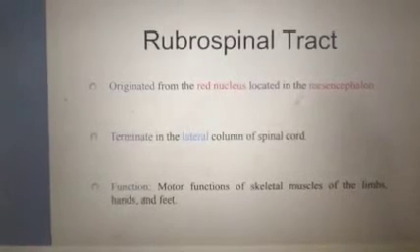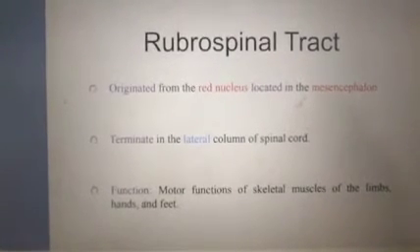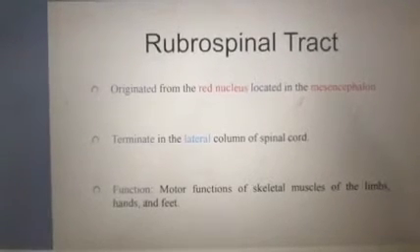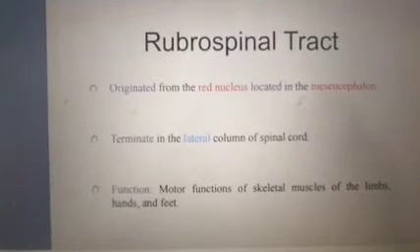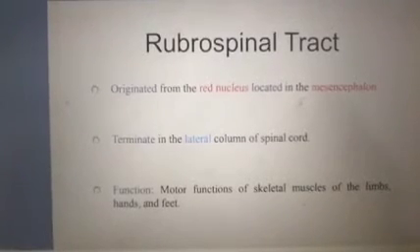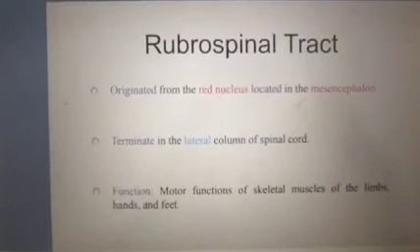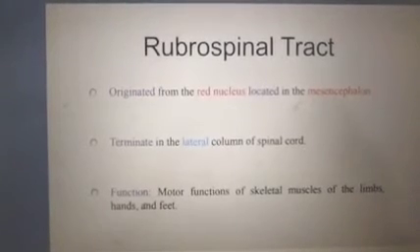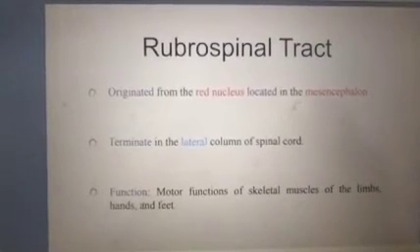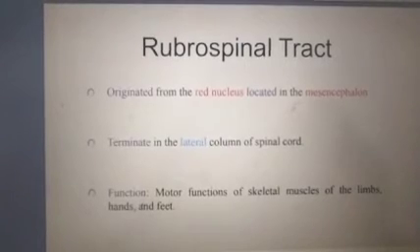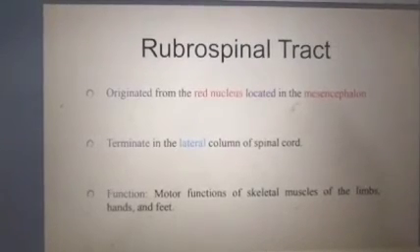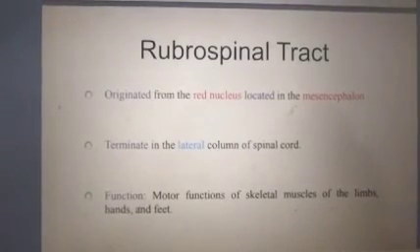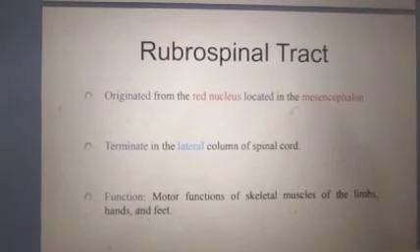So the first one in the extrapyramidal tract is the rubrospinal tract. It originates from the red nucleus located in the mesencephalon, and terminates in the lateral column of the spinal cord. The function of this is motor function of all skeletal muscles of the limbs, hands and feet. I already mentioned that all extrapyramidal tracts are also called motor tracts, because overall motor function is controlled by these 6 tracts. So we will see how it goes up from the different parts.